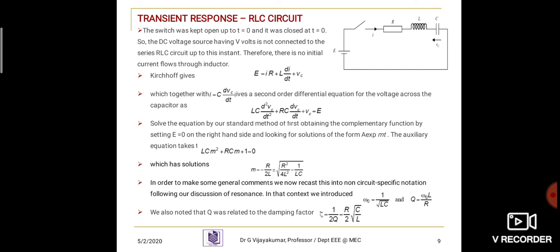In order to make some general comments, we now recast this into a non-circuit specific notation, following our discussion of resonance in the previous module and previous units. In this context, we introduced omega naught is equal to 1 by square root of LC. Already we have seen this as the resonance frequency, and Q and bandwidth we have discussed. Q is omega naught L divided by R. We also noted Q was related to the damping factor. This symbol is eta, and eta is equal to 1 by 2Q, that is equal to R by 2 times square root of C by L. Here I am substituting the value of Q.